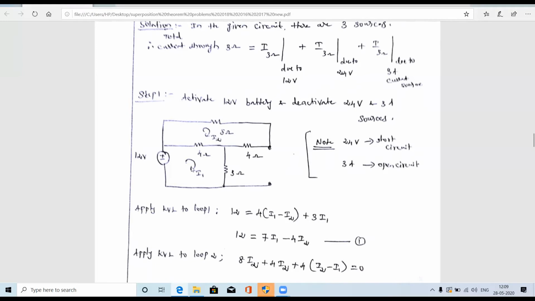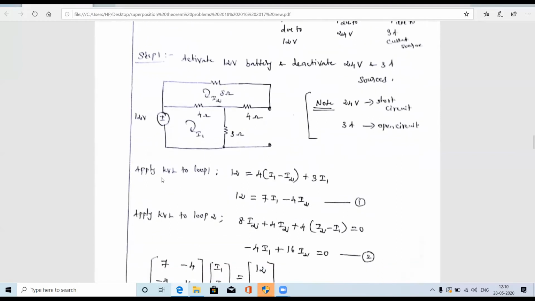The current flowing through the first loop, consider as I1. The current flowing in the second loop, consider as I2. The current flowing through the 3 ohm resistor is I1, so our aim is to find the variable I1 only. To solve this, we apply KVL to loop 1 and loop 2 and solve for I1. Applying KVL to loop 1, we get 12 equal to 4.